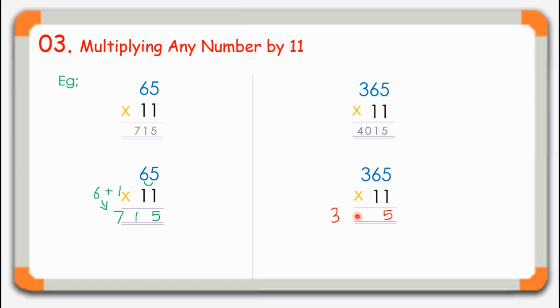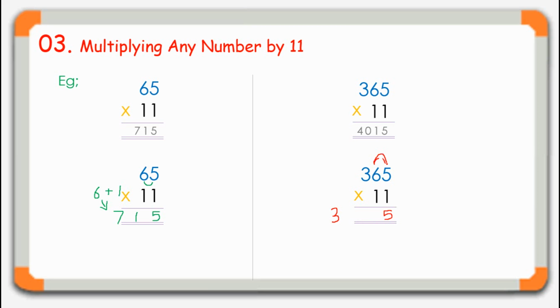Now there will be 2 middle terms, because if there are 3 numbers, there will be 2 middle terms. If there are 4 numbers, there will be 3 middle terms, and if there are 2 numbers, there will be 1 middle term. So there will be 2 middle terms, and those 2 middle terms will be 6 plus 5, that will be the first middle term. The next middle term will be 3 plus 6.